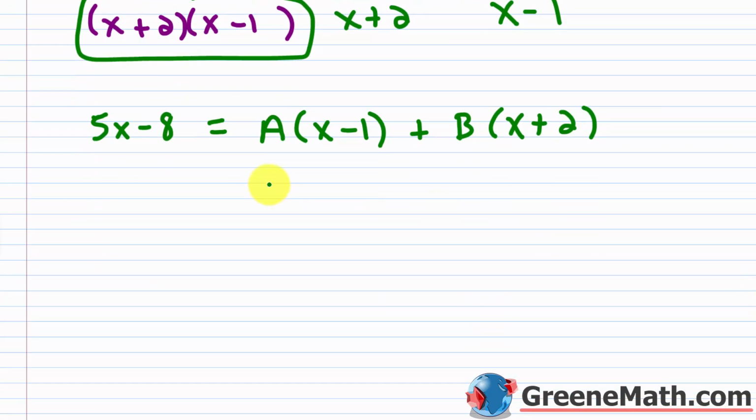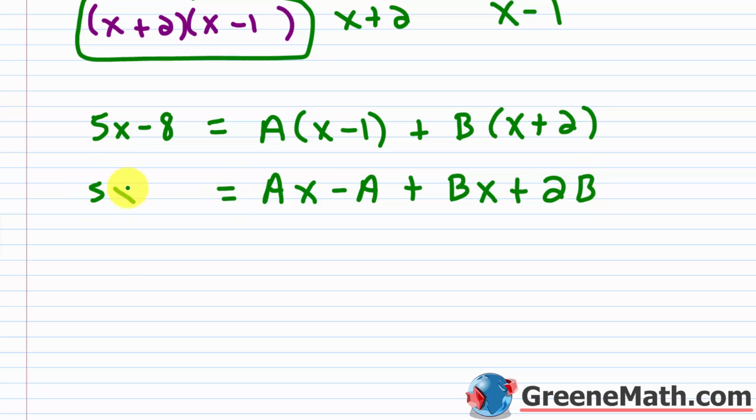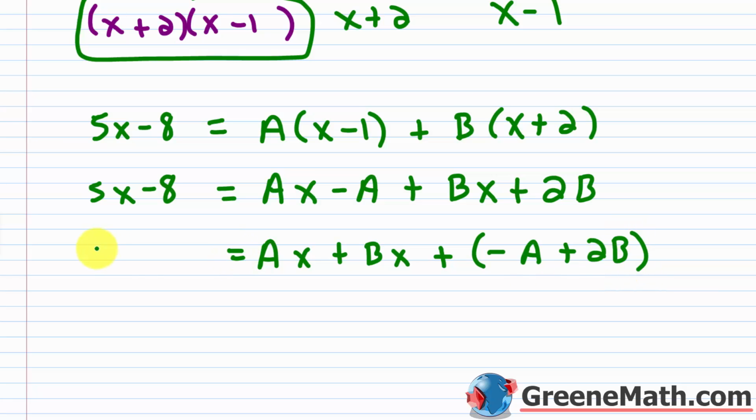So let's just distribute now. So this would be Ax minus A plus Bx plus 2B. Again, this equals, you have your 5x minus 8. Okay, so let me get everything with x together. So I would say this is A times x plus B times x. And then plus, I'm going to group these together. So negative A plus 2B. Okay, so let's write this over here.